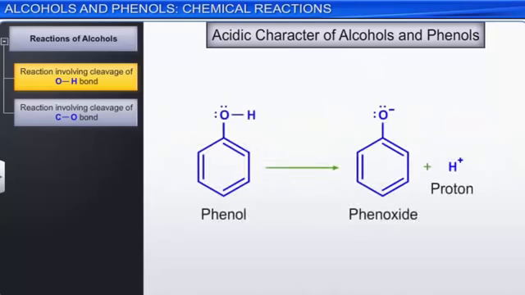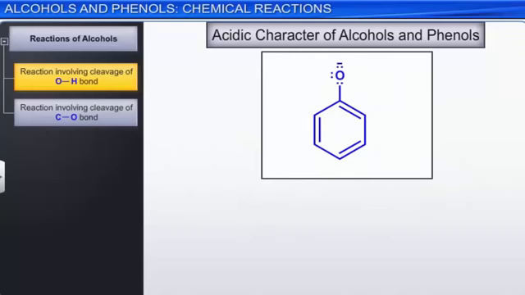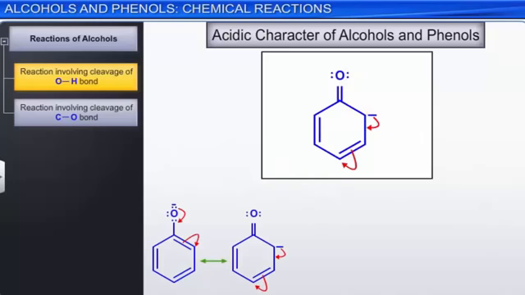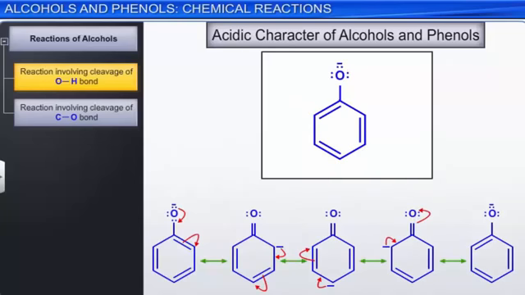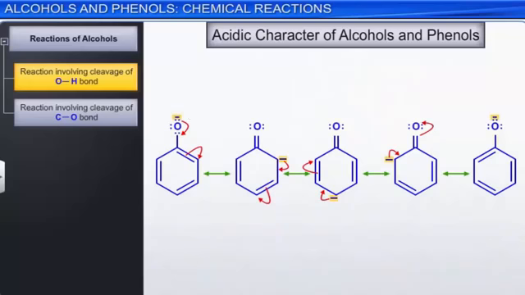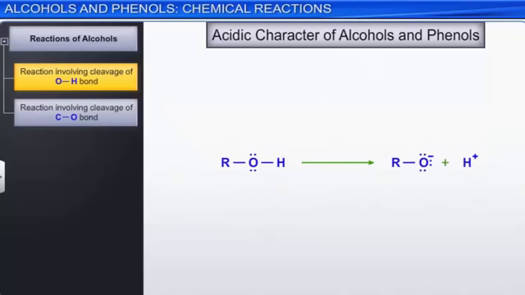The resonance structures of the phenoxide ion are shown here. Notice that the negative charge of the ion is delocalized, which stabilizes the ion. On the other hand, in the alkoxide ion, the negative charge is localized on oxygen, which makes it less stable. The charge delocalization favors the ionization of phenol.